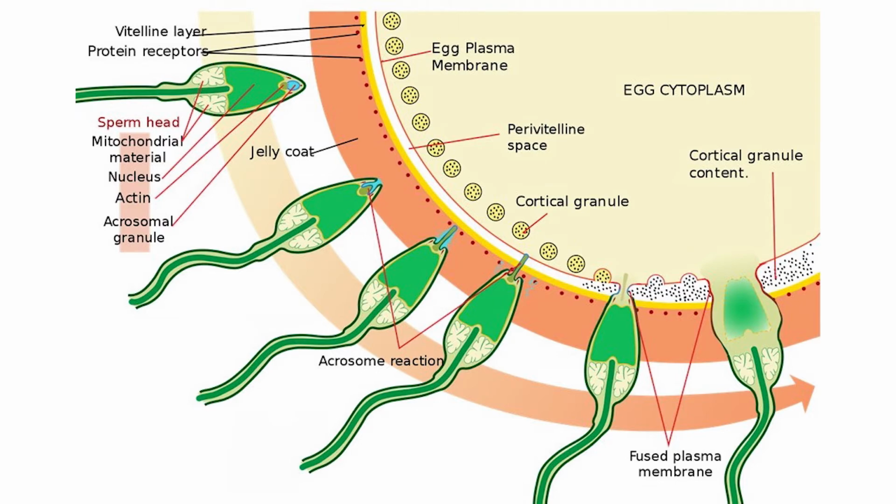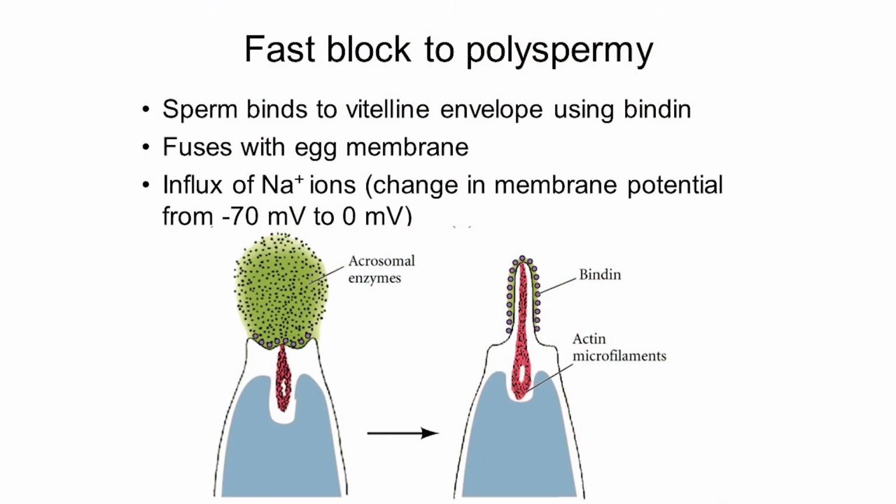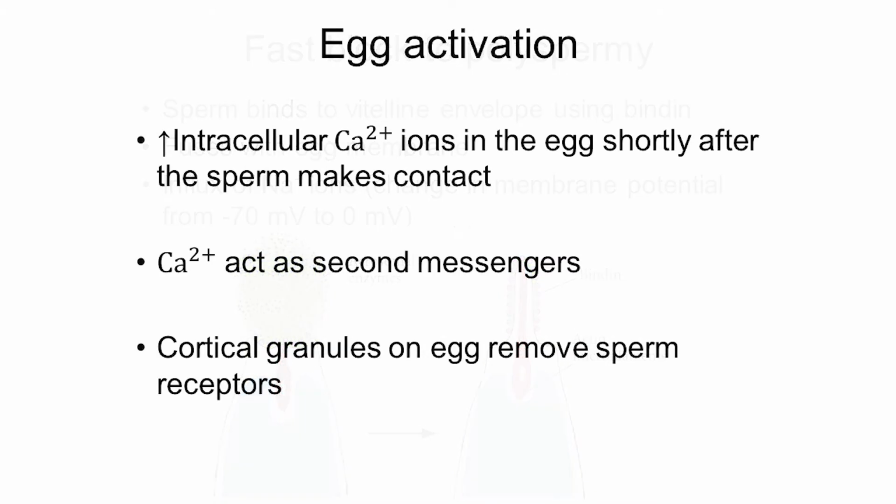This membrane fusion triggers the opening of sodium channels in the egg membrane, triggering an influx of sodium ions into the cell. This increase in positively charged ions depolarizes the cell membrane of the egg, which temporarily blocks other sperm from fusing with the membrane. This fast block mechanism deters polyspermy, which is fertilization of the egg by more than one sperm.